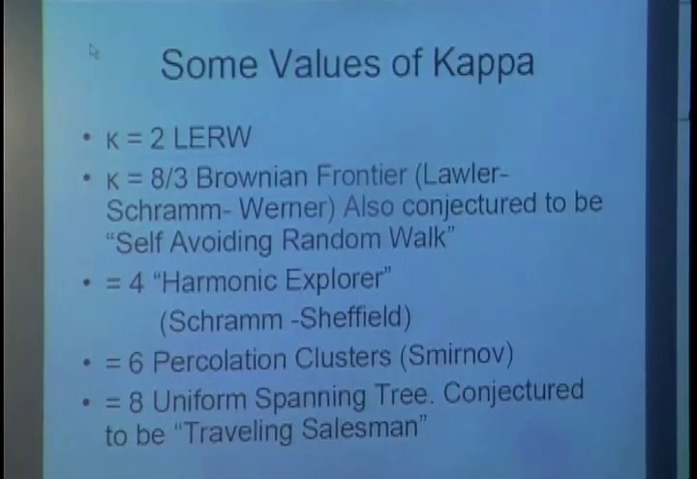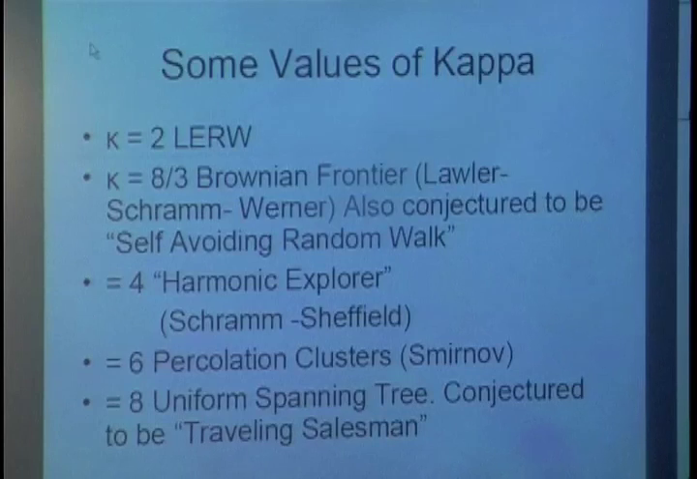Kappa equals 2, loop erased random walk. Kappa equals 3, which I forgot to put down, is Ising boundaries. That's conjectured and been reduced to some apparently technical lemmas, but it's not completely polished off.